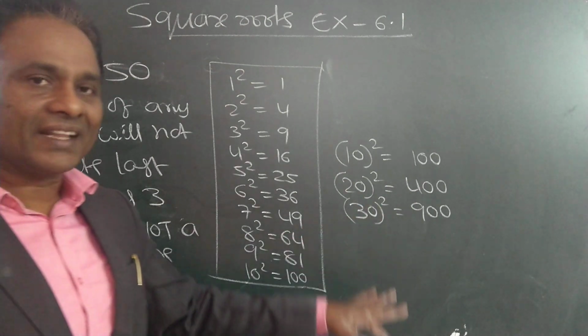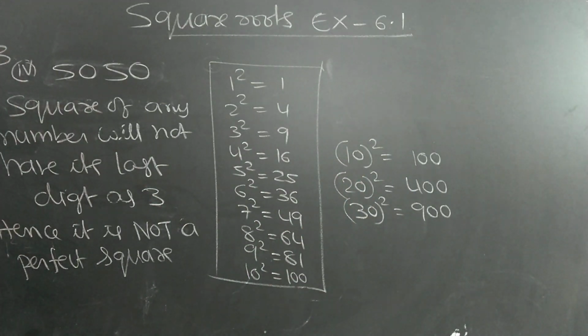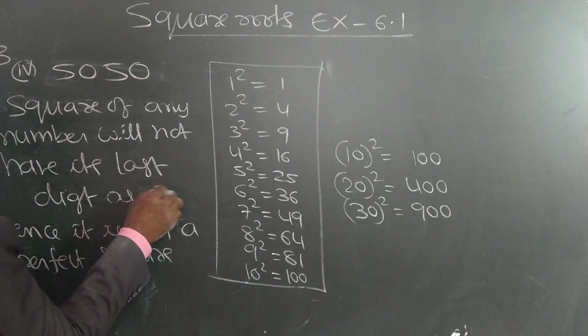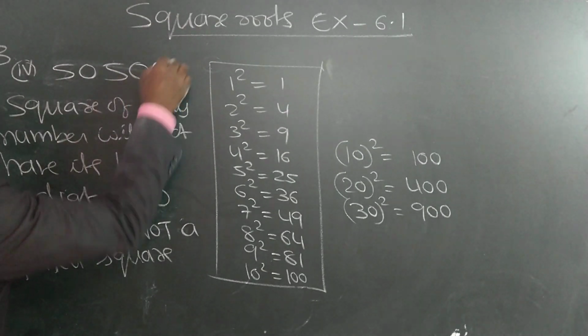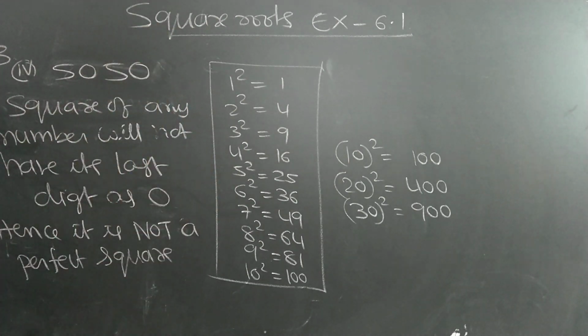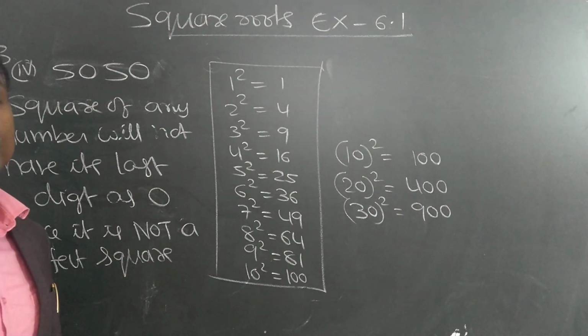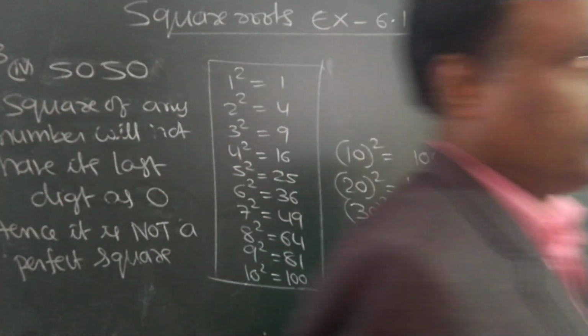See, 30 square is 30 into 30, 900, not 90. So 1 zero is not possible. Suppose 2 zeros are there, then there is a possibility. But only 1 zero means it is not a perfect square. There should be 2 zeros, not 1 zero. Right.